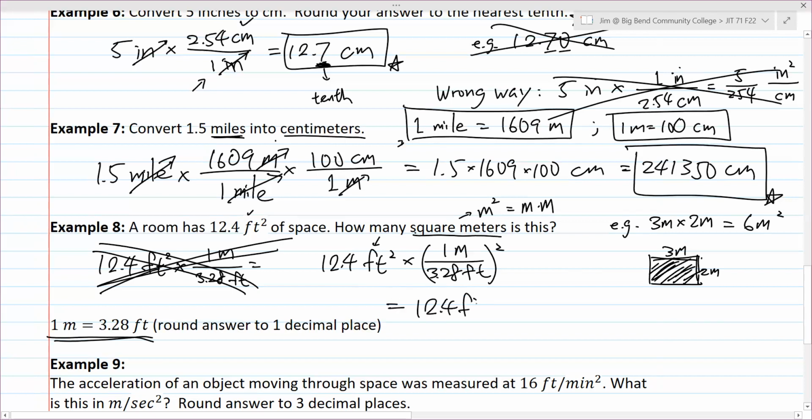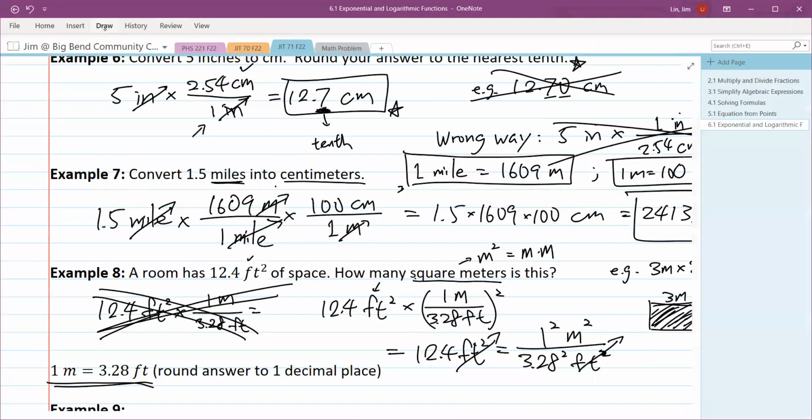12.4 feet squared. So when you apply the power of 2 on the entire fraction, everything will be squared, including the values and the units, every single part of the fraction will be squared. And then that's when you're allowed to divide out the feet square so that the meter square remains. Okay, so let me erase the wrong symbol here. That should be a multiplication sign. There you go.